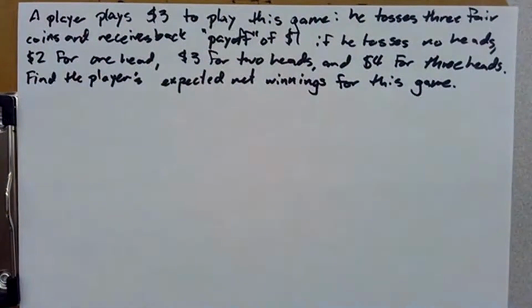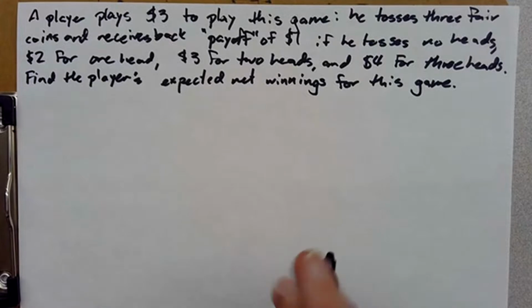A player pays $3 to play this game. He tosses 3 fair coins and receives back a payoff of $1 if he tosses no heads, $2 for 1 head, $3 for 2 heads, and $4 for 3 heads. Find the player's expected net winnings for this game.